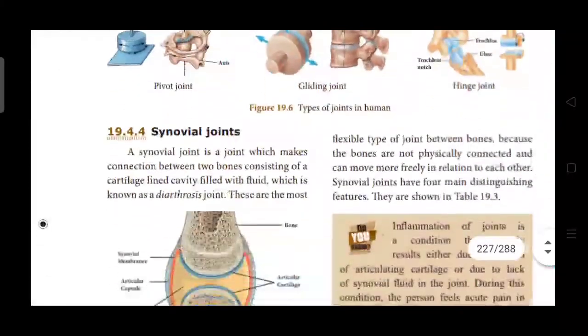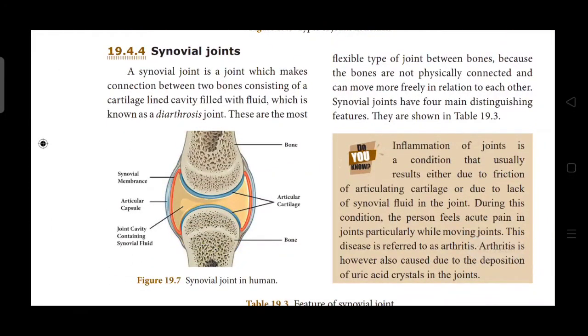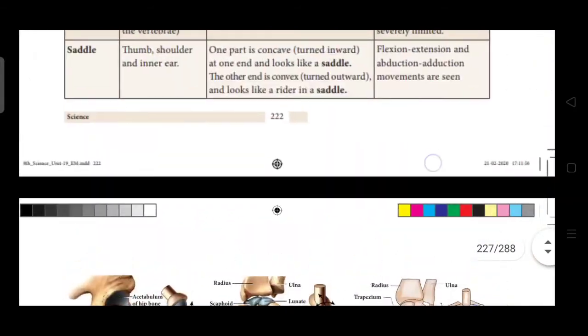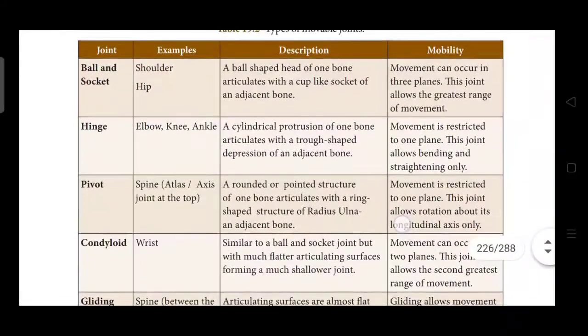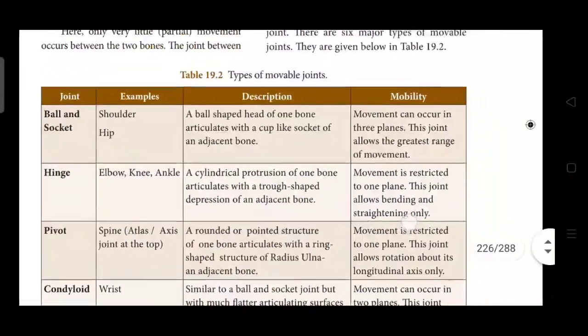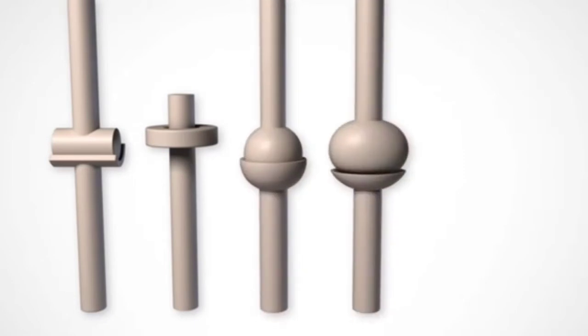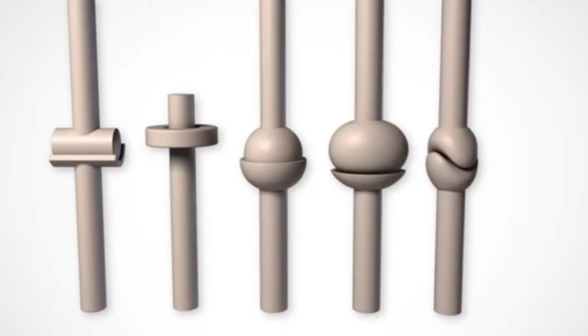The freely movable joint is a synovial joint. We discussed the structure of the synovial joint in our previous class. Now we are going to discuss the types of synovial joints. Synovial joints are divided into 6 different types. They are hinge joint, pivot joint, ball and socket joint, ellipsoid or condyloid joint, saddle joint, and plane joint.